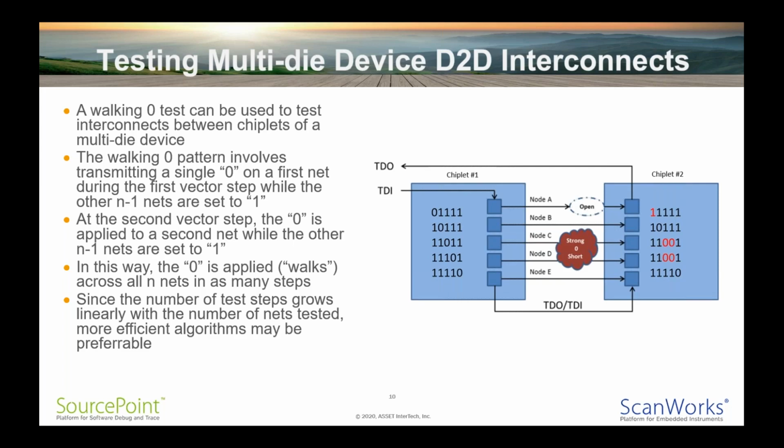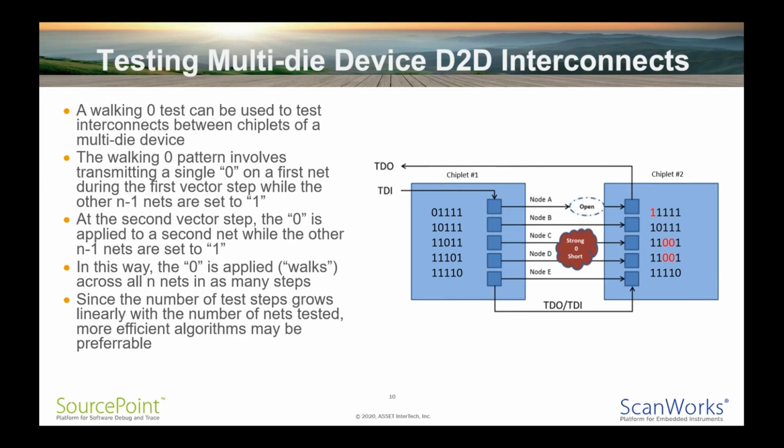The graphic to the right demonstrates the concept of walking zeros patterns on a group of nets applied by transmit boundary scan cells on the left and the value captured by the receiving boundary scan cells on the right. The values in red indicate bit miscompares due to faults.